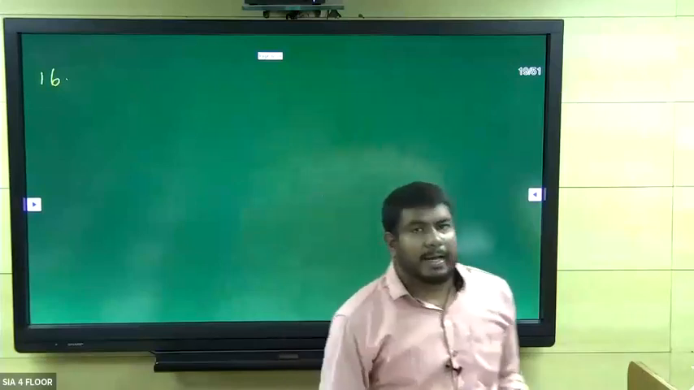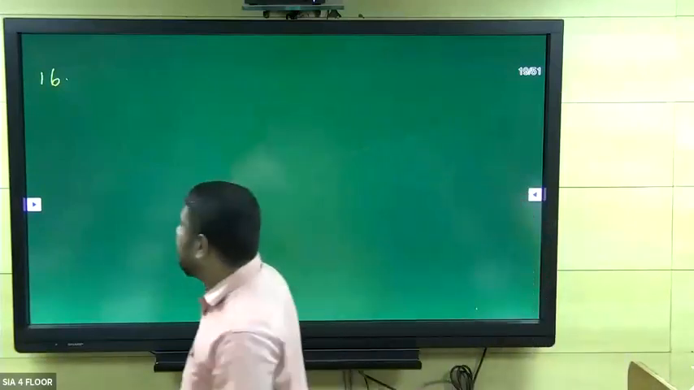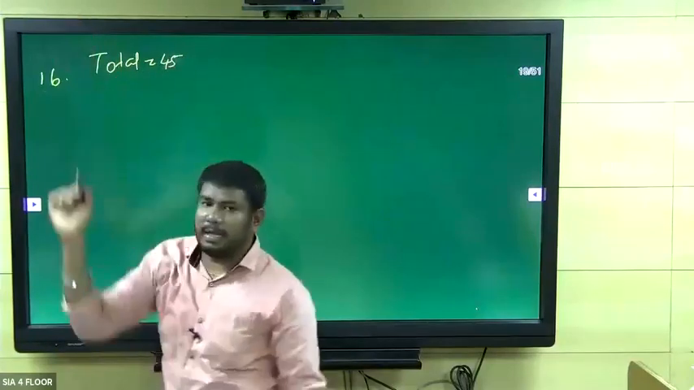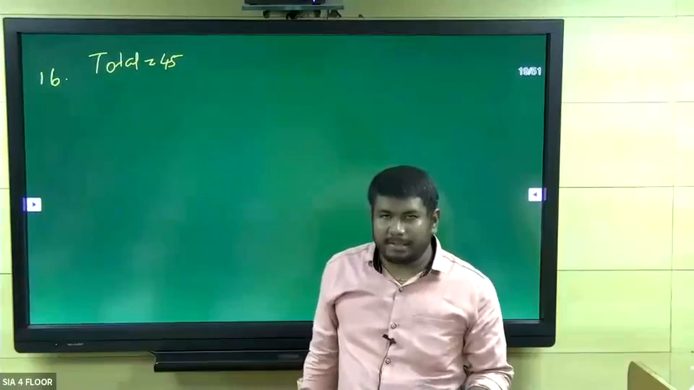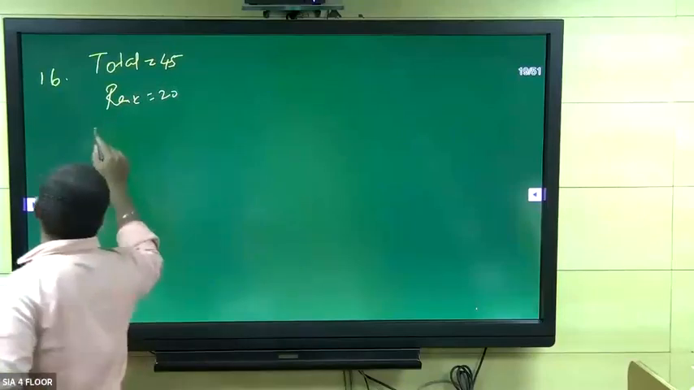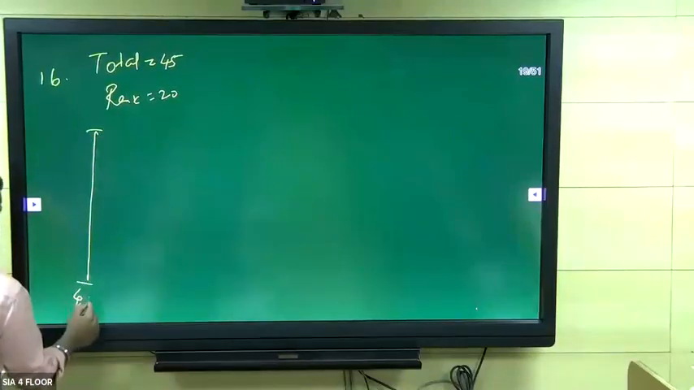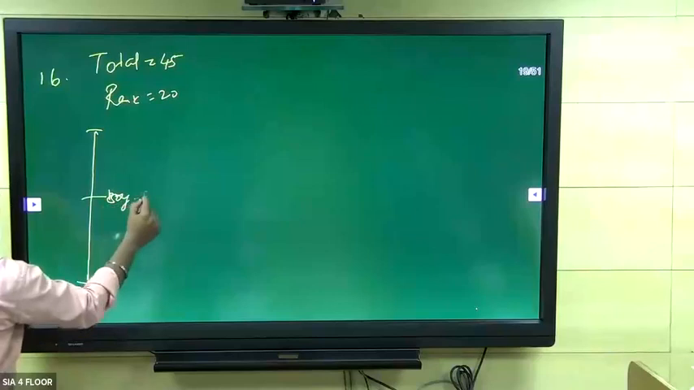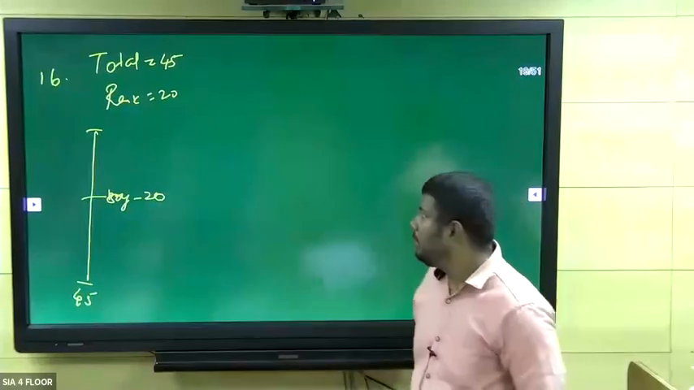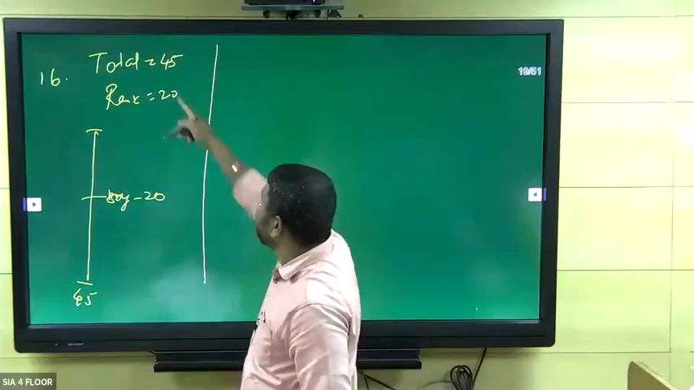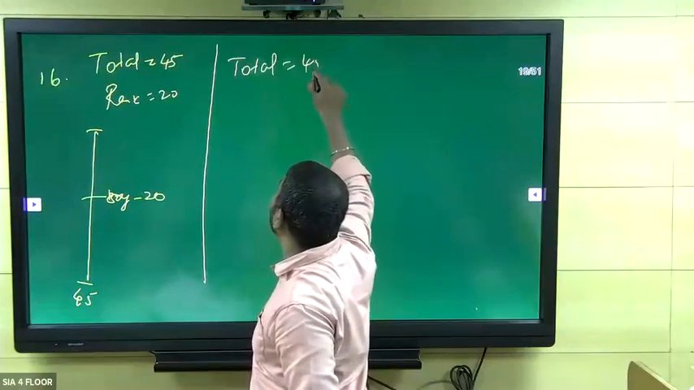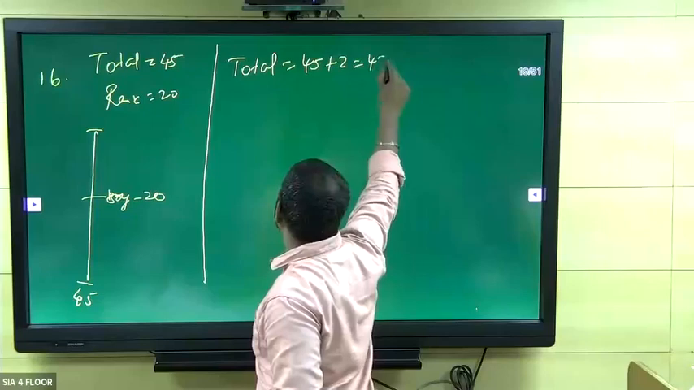Okay, so listen here. In a class of 45 students, a boy is ranked 20th. So total 45, boy 20. Clear? Then two boys joined. So already we have a total of 45. Now two boys joined, 45 plus 2, right? So 47. Clear with this?